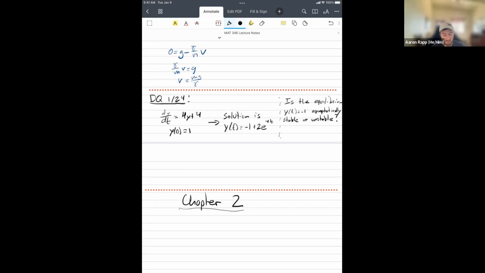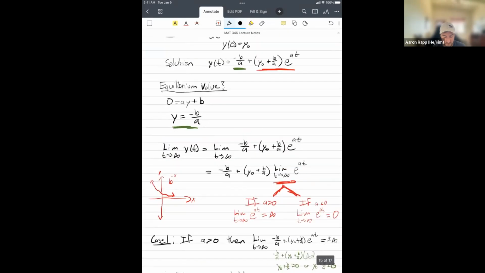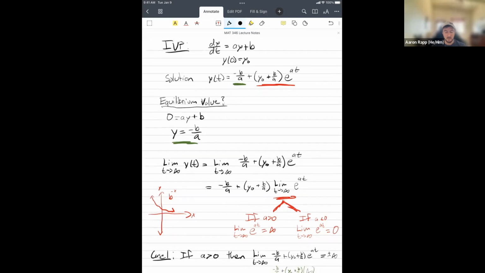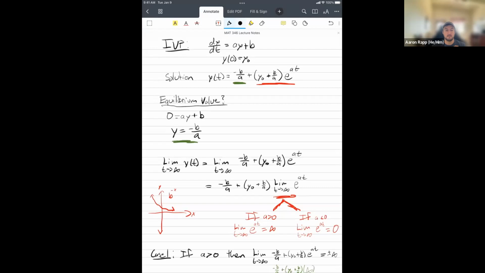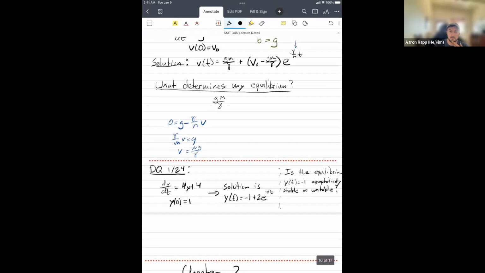We actually came to a few conclusions based on studying a very general case. We said, let's start with just studying a differential equation in this form, a number times my solution plus another number, and then give it some initial condition. We know that the equilibrium value is always going to be at negative b over a, where b is the number I'm adding on and a is the number I'm multiplying my solution by. In this case, both of those are a positive 4. So if I take a negative 1 times the 4 divided by 4, that's where I get that equilibrium value of negative 1.